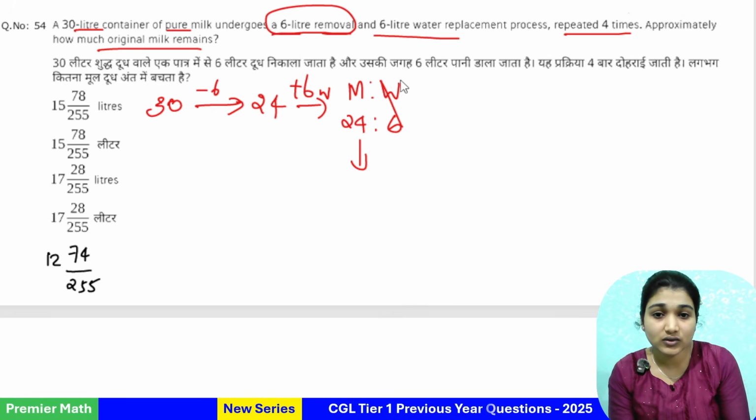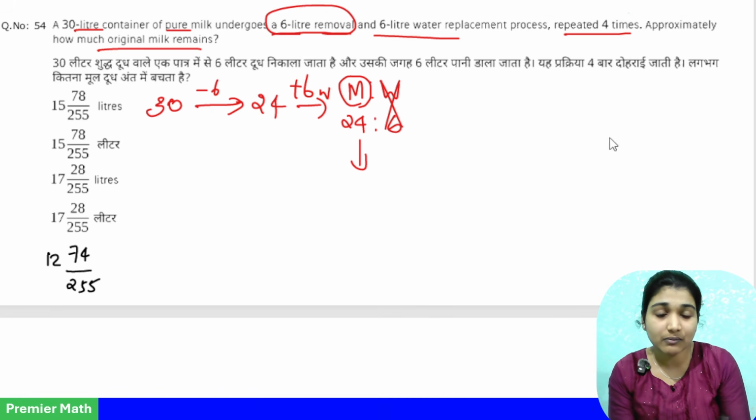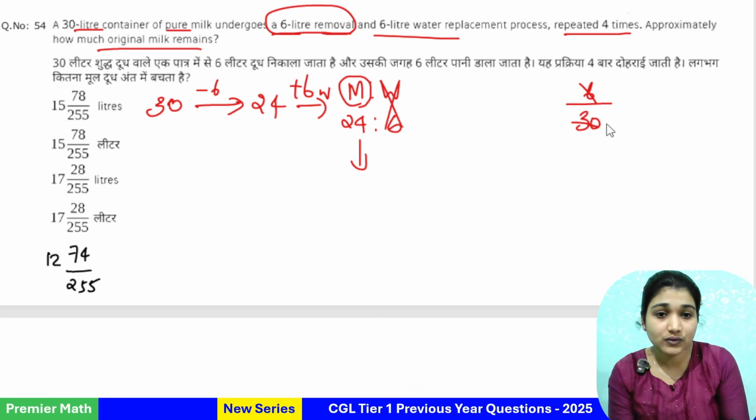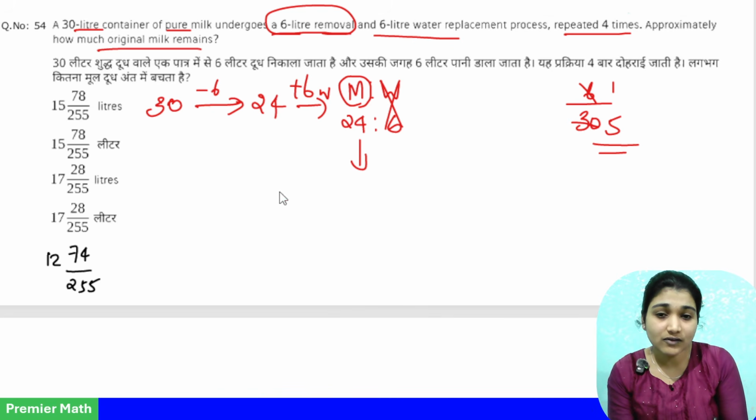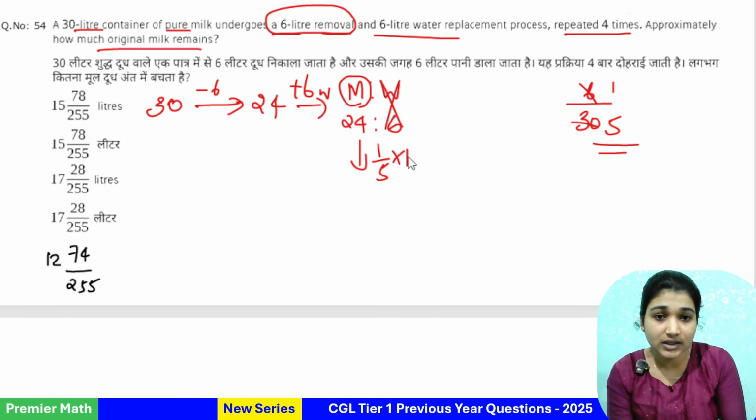Now we can ignore the water part. We only need the milk part. So 6 liters is removed from this total 30-liter mixture. So 6 out of 30 means 1 by 5 of the mixture is removed. That is 1 by 5 of the milk part and 1 by 5 of the water part. We are not taking the water part here. So we are only finding 1 by 5 of the milk part here.